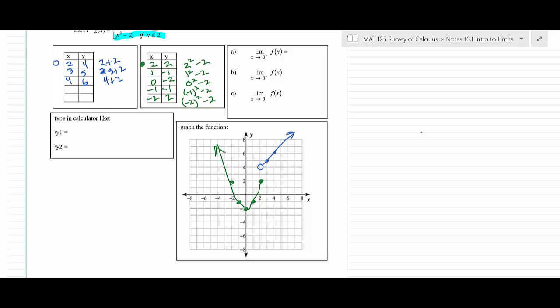It wouldn't be a function, okay? Because if they both had a solid dot, it'd fail the vertical line test. So you always kind of have that situation. Okay, now let's figure out the limits on this then.